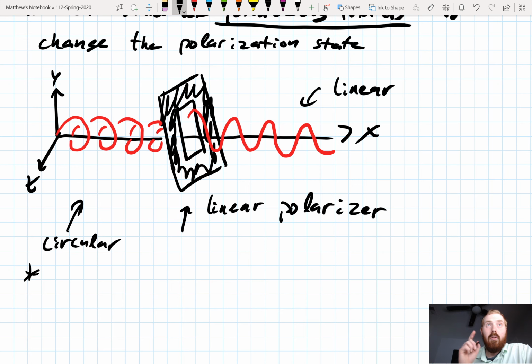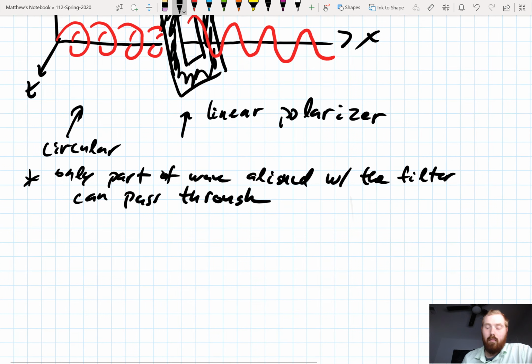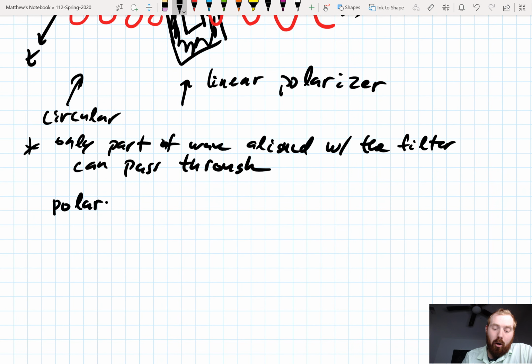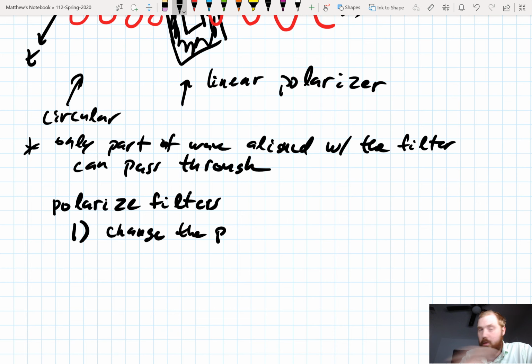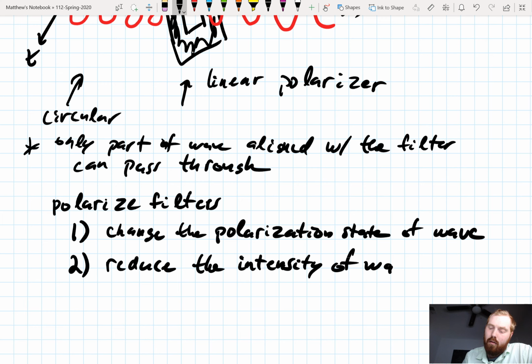Now that we say this, right? So only the part of wave aligned with the filter can pass through. So, two important things about these polarized filters. Number one, they change the polarization state of the incident wave. We did that in the figure. Number two, they must reduce the intensity. They must do both.